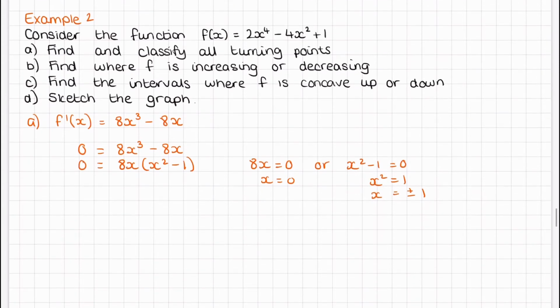Now I'm going to do the second derivative test to work out if they are maximums or minimums. So next step, find the second derivative, which would be 24x squared minus 8. Then put those 3 points, 0, positive 1 and negative 1, into the second derivative to work out if they're maximum or minimum. If we put a 0 in here, we're going to get negative 8, which means it's a maximum.